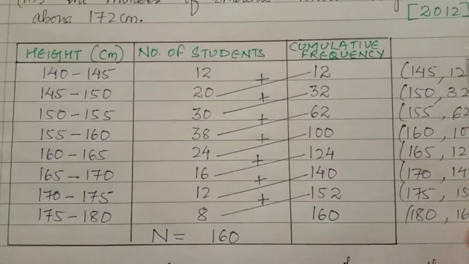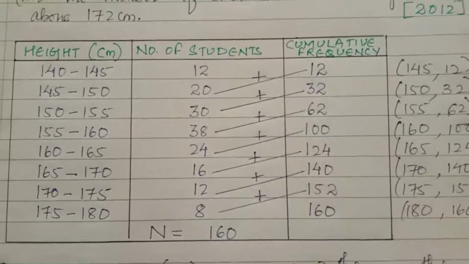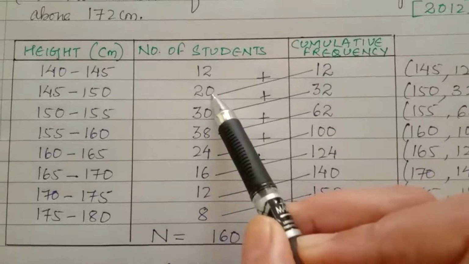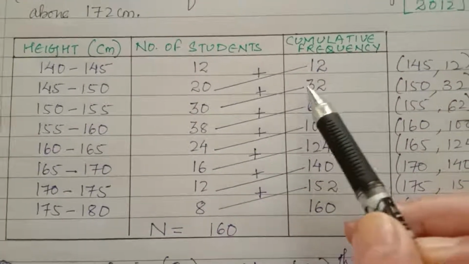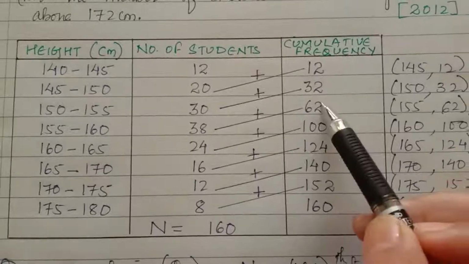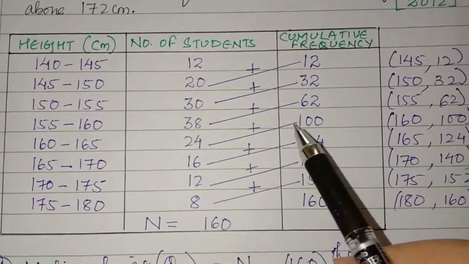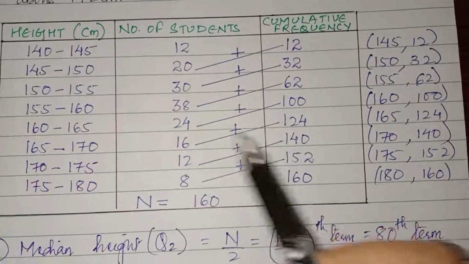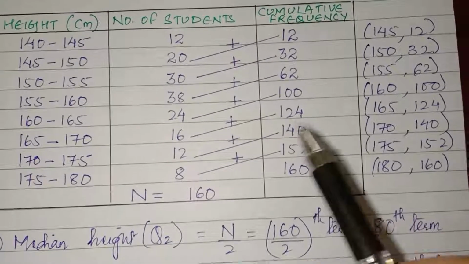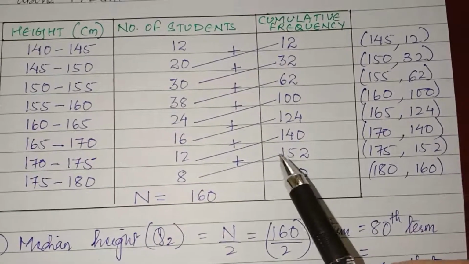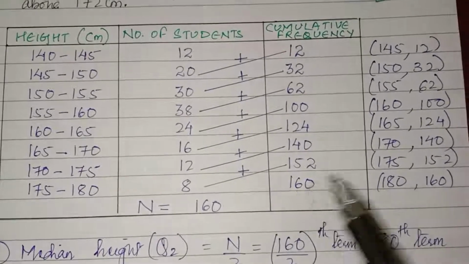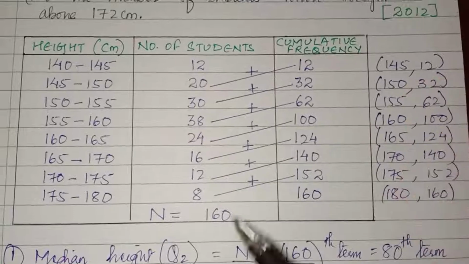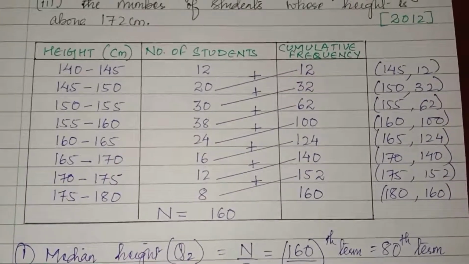So how to find the cumulative frequency? First 12 will remain 12. To find the second cumulative frequency, we add 12 and 20, that is 32. Then 32 plus 30, 62. Then 62 plus 38, 100. 100 plus 24, 124. 124 plus 16, 140. 140 plus 12, 152, and 152 plus 8, 160. So capital N, that means summation f, is 160. If you add this, it will be 160. This will be the answer.